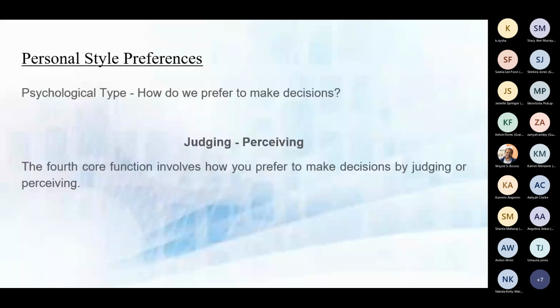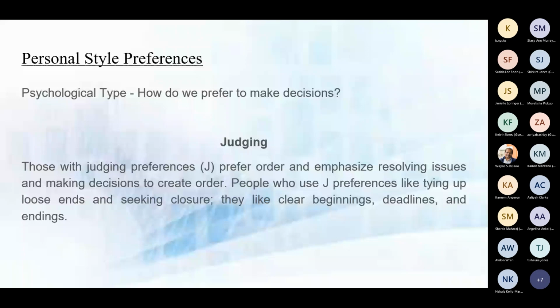So the fourth core function involves how you prefer to make a decision, either by judging or by perceiving. Judging prefers order, resolving issues, and making decisions to create order. They prefer to tie up loose ends and seek closure. They like a clear beginning, deadlines, and a clear ending. So more or less, they like to be well defined.